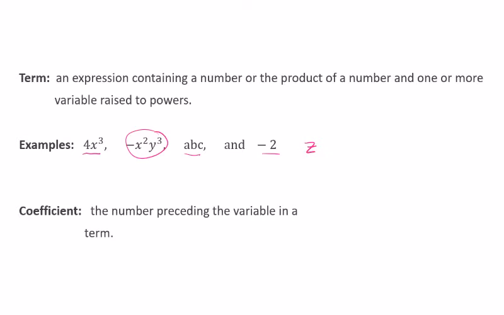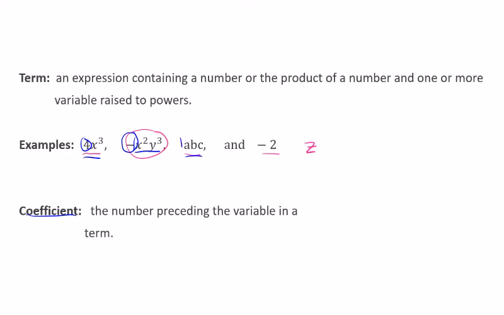Okay. So a coefficient is the number preceding a variable in a term. So the coefficient of this first example would be 4, right? If you don't see a number there, there's an invisible 1, right? So the coefficient of this term would be negative 1. The coefficient of this term would be positive 1, right?